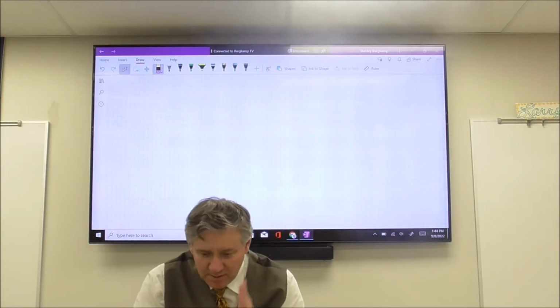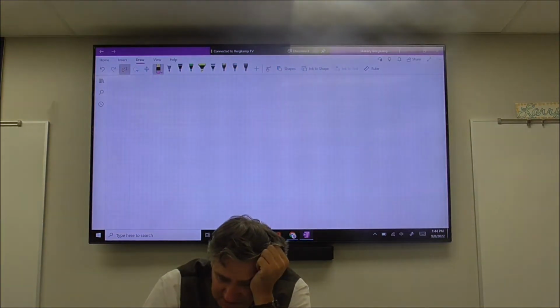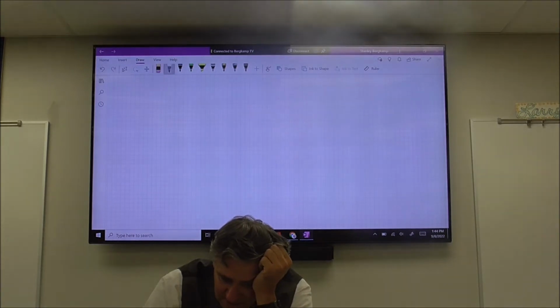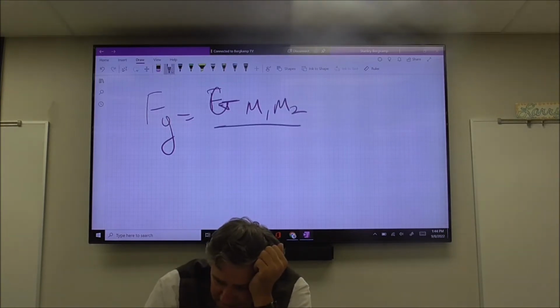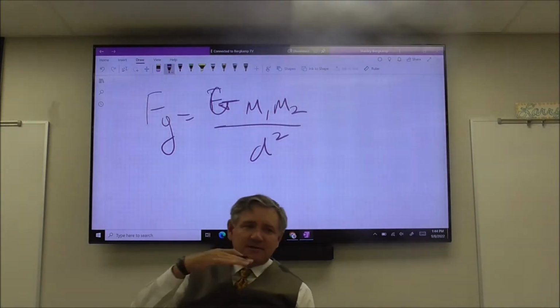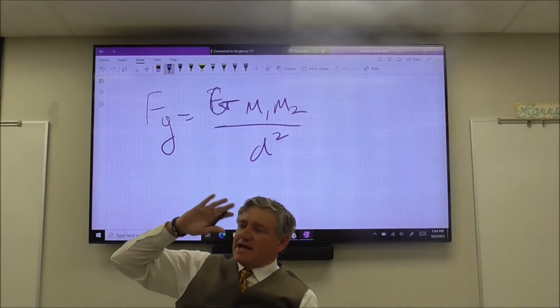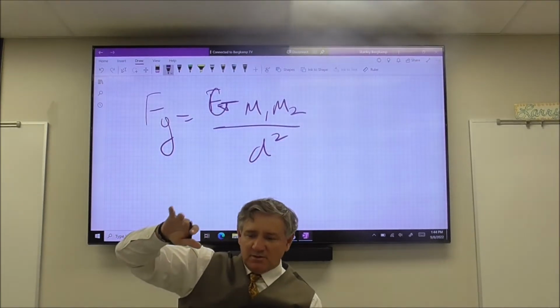And we'll go through this calculation. Do not write this down right now. I'm just showing you this equation. To calculate the gravitational force between 2 objects, F is going to equal big G M1 M2 divided by distance squared. We're going to spend days talking about this equation. This is just the opening salvo.